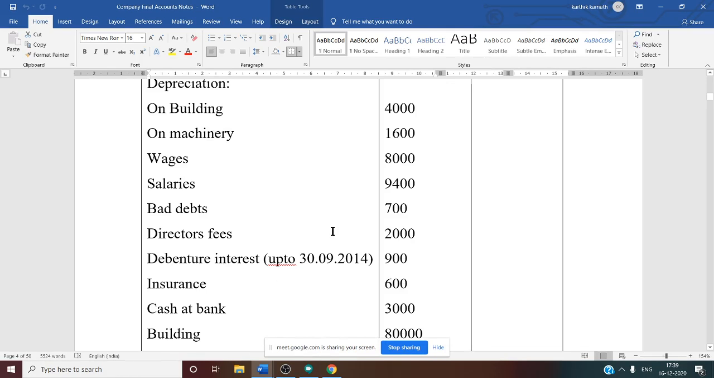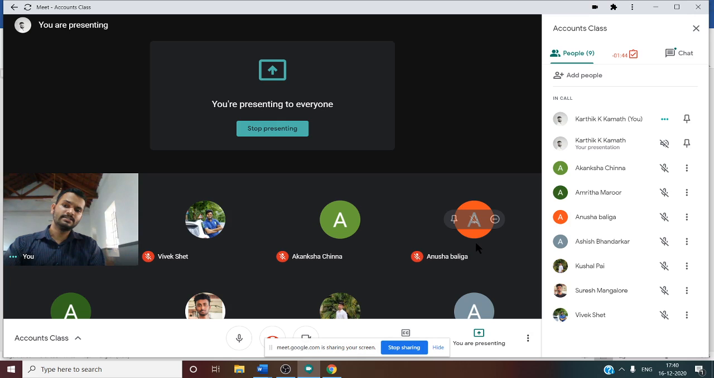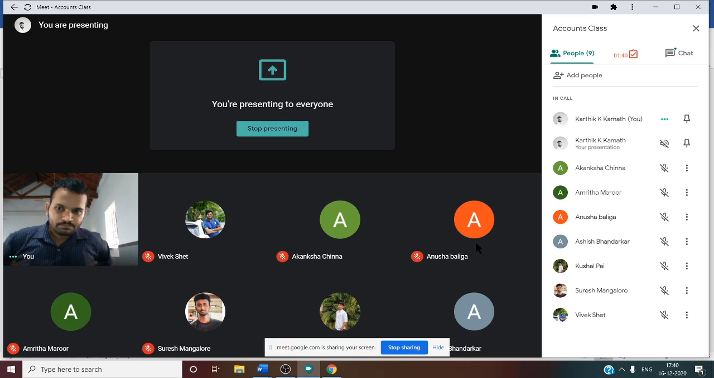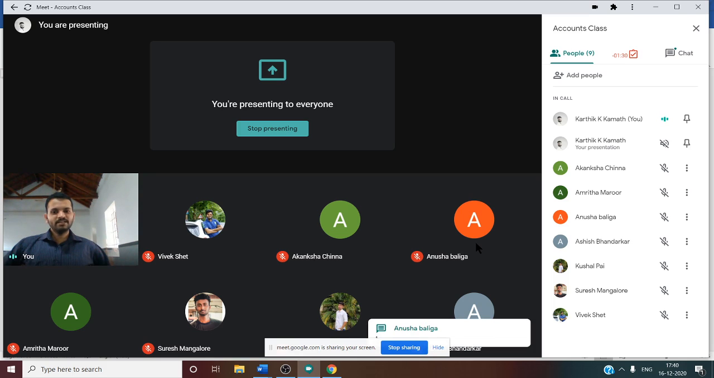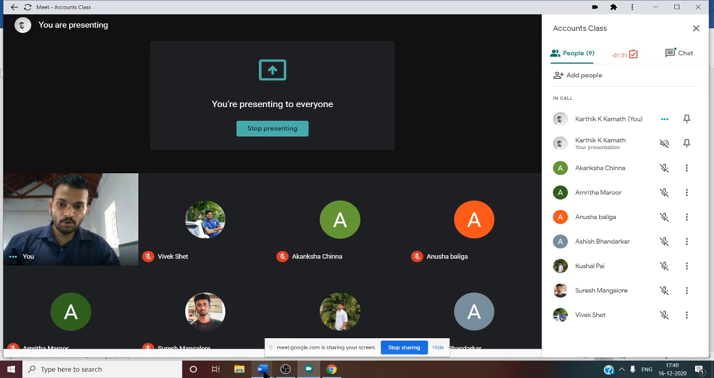Then next thing is paid up capital. Very simple. Paid up capital, can you tell me the working note number? Liability, first working note. Yes, Anusha is saying 1. So that is the correct answer. Share capital. Under share capital, you have to show this paid up capital. So working note number 1, paid up capital.